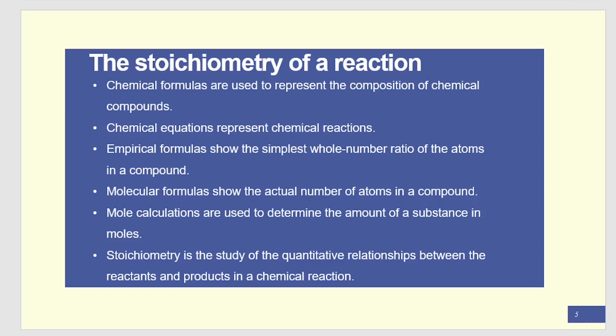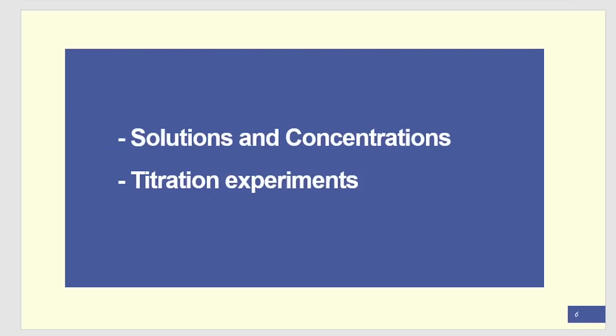You're going to know that stoichiometry is the study of the quantitative relationships between the reactants and the products in a chemical reaction. You will learn that it can be used to determine the amount of product that will be formed from a given amount of a reactant, or the amount of reactants needed to produce a given amount of a product. In addition, you will learn about solutions and concentrations and how to perform titration experiments and collect data, and how to calculate the concentration of a solution using titration.